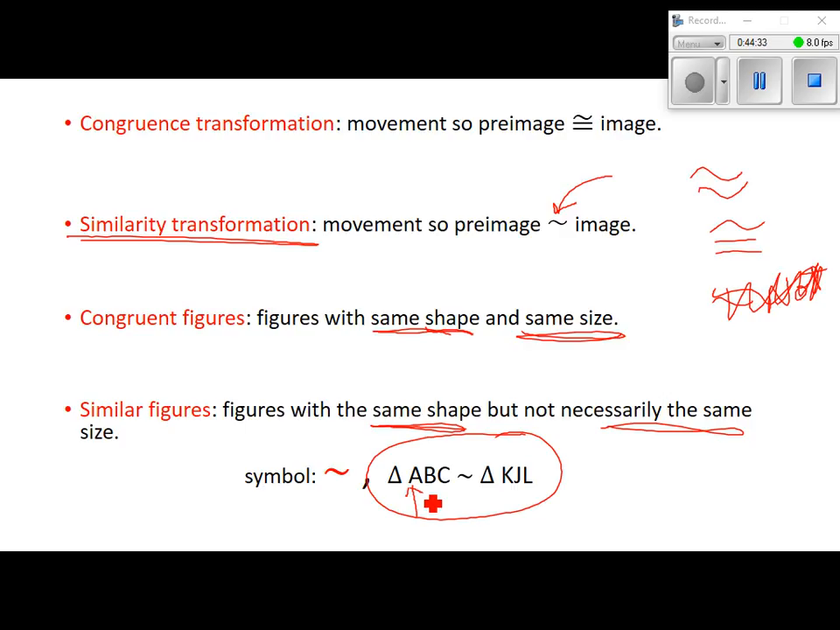You have to match up the corners correctly. So segment AB has to match up to what segment in this other triangle? What segment would segment AB match up to? KJ. You got to make sure they match up correctly, whether you're saying they're similar or whether they're congruent.